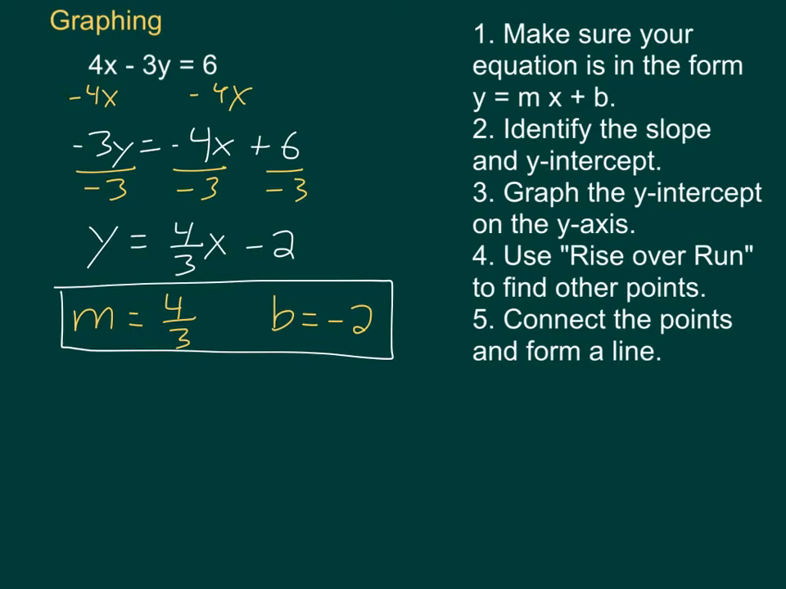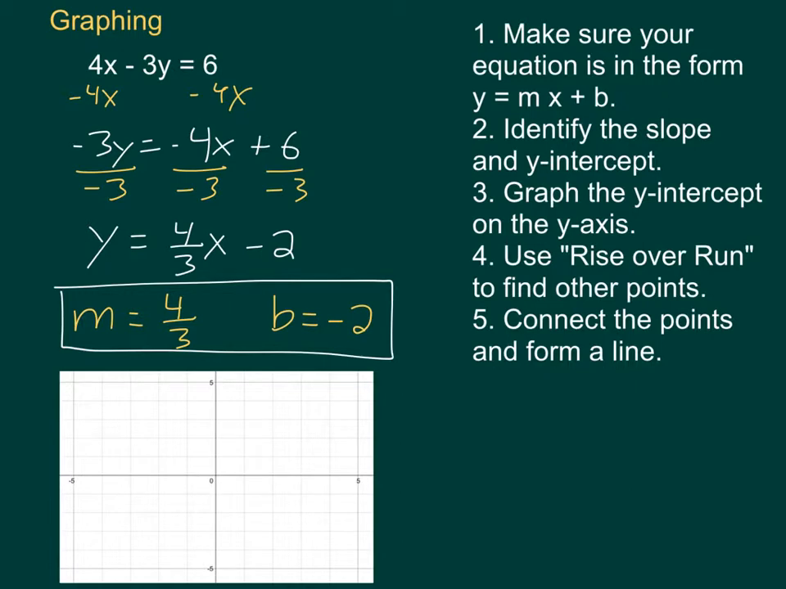Let's get a coordinate grid up here. All right, so I'm going to start by graphing the y-intercept on the y-axis. So my y-intercept is negative 2. That means I'm going to go down to the point negative 2 and graph that point right there. After that, I'm going to use rise over run to find other points. So slope is 4/3. That means my rise is 4 and my run is 3. I'm going to go up 1, 2, 3, 4 points and right 1, 2, 3. I'm always going to run to the right. I'm going to get another point right there.